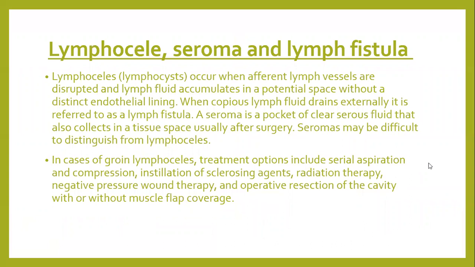Few other conditions associated with lymphatics are lymphocele, seroma, and lymph fistula. Lymphocele, also known as lymphocyst, occurs when efferent lymph vessels are disrupted and lymphatic fluid accumulates in potential spaces without a distinct endothelial lining. So lymphocele is accumulation of lymphatic fluid outside the lymph vessels without any distinct endothelial lining. When copious lymph fluid drains externally, it is referred to as lymph fistula.